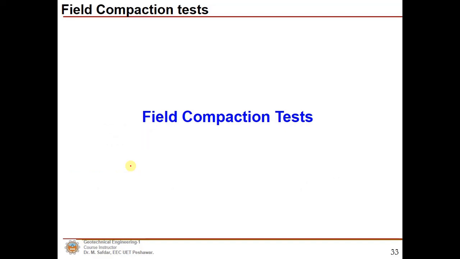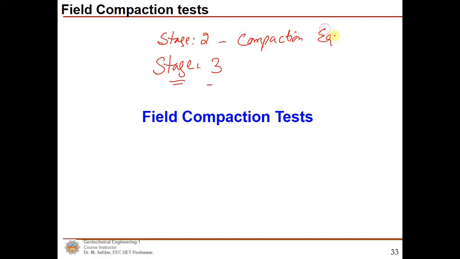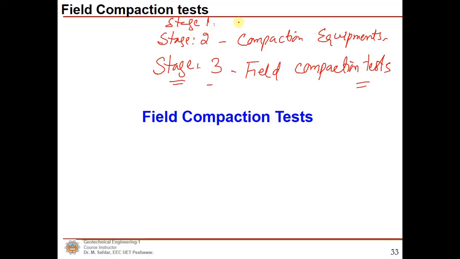Moving towards the field compaction tests, which was the stage 3, that now we need to verify the stage 2 work done by the compaction equipments, and also compare with the stage 1, the lab tests performed on the soil. So we obtained the unit weight or the density, dry density from the lab tests, and after that we compact the soil. Now we need to verify that whether this compaction, which is done in the stage 2, is done properly, and how we can verify that.